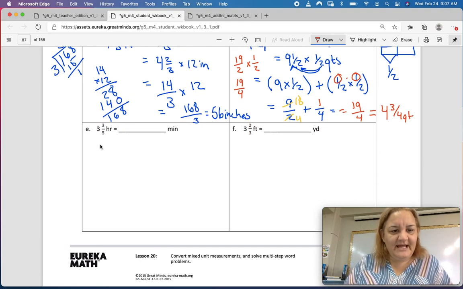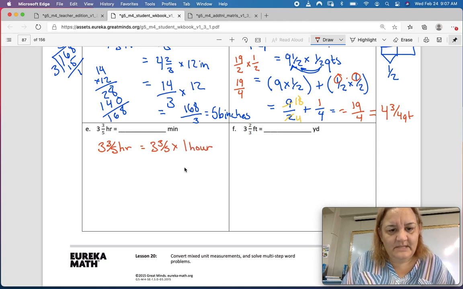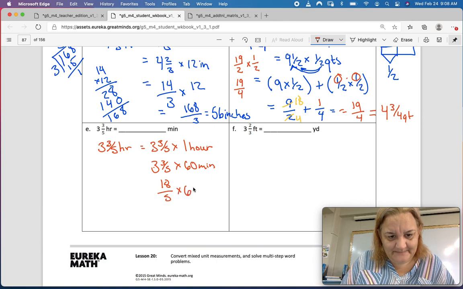Next one, 3.5 hours equals how many minutes? 3 3/5 hours equals 3 3/5 times 1 hour. And then I'm going to change that to minutes. You know that there are 60 minutes in an hour, so 3 3/5 times 60 minutes. And let's do the improper fraction here. 3 times 5 is 15, 16, 17, 18 fifths times 60.